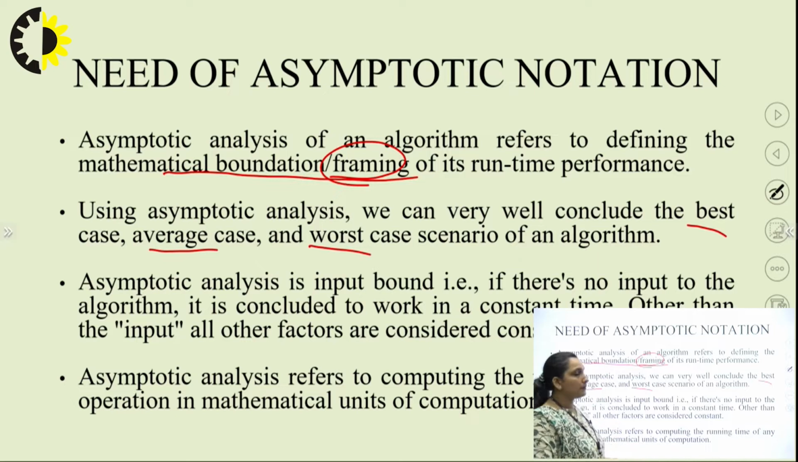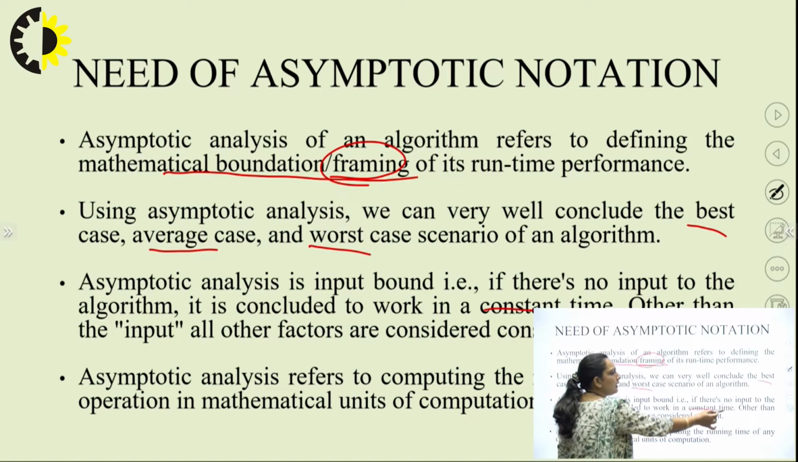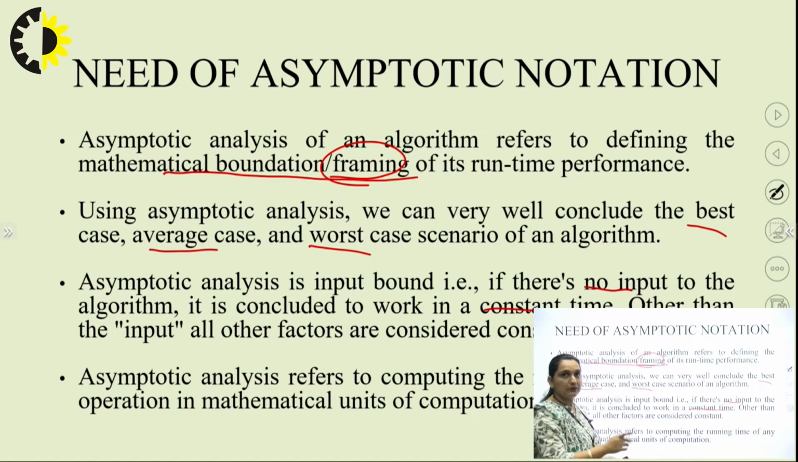Asymptotic notation depends on the input size. If there is no input, the running time is constant. If there is an input, then the time is dependent on that input we are having.